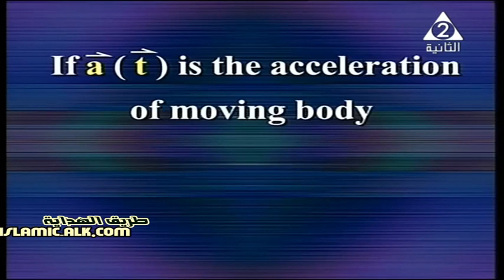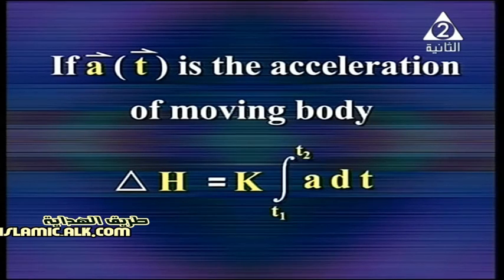If a(t) is the acceleration of the body, we know that delta h equals the constant m multiplied by the definite integration from t1 to t2 of a(t). When we find delta h by using acceleration, we first find the velocity by integration of the acceleration. After that, m is a constant multiplied by the integration of a with respect to t to find the value.